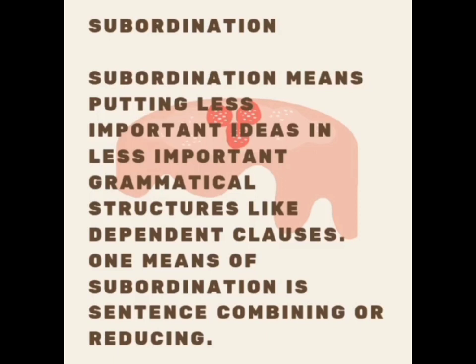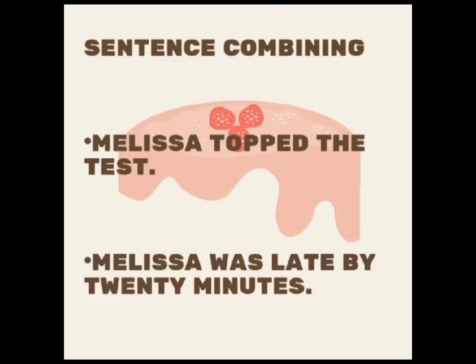Subordinating conjunctions such as although, because, while, etc., or other linking words. In this sentence combining exercise, we have two separate sentences. Melissa topped the test. Melissa was late by 20 minutes. To combine the sentences using a dependent clause and an independent clause, we can use the subordinating conjunction although to introduce the dependent clause and replace the second sentence to make it an independent clause.